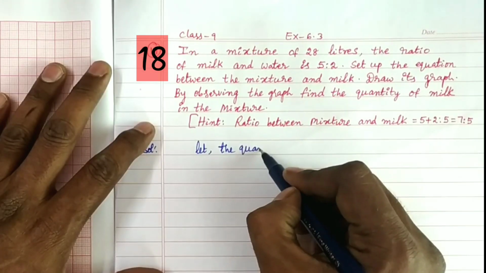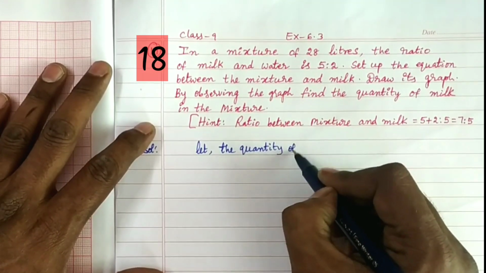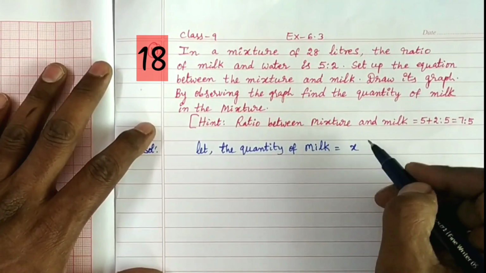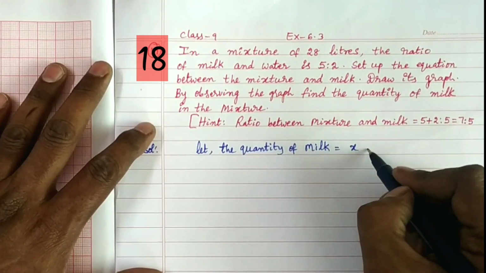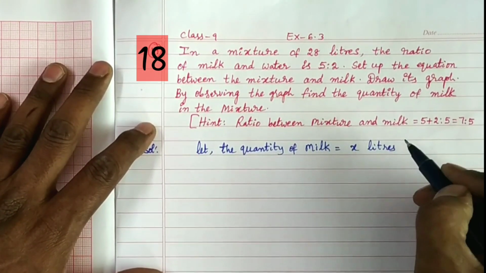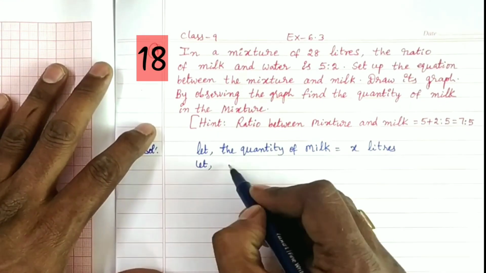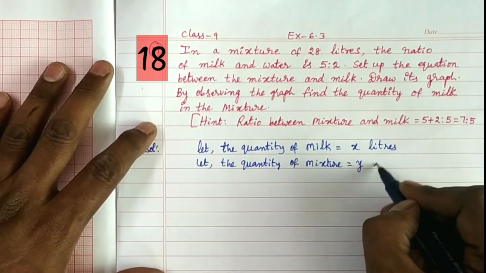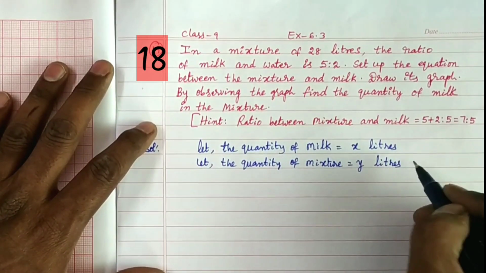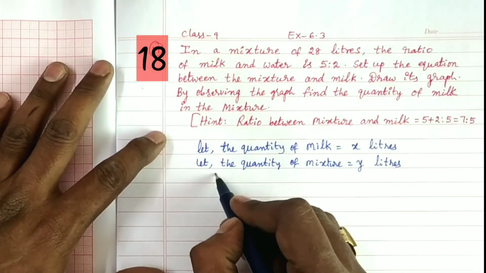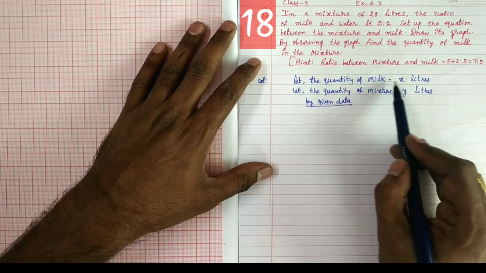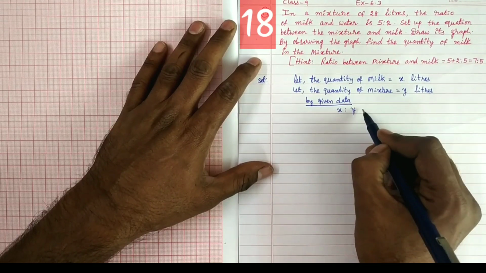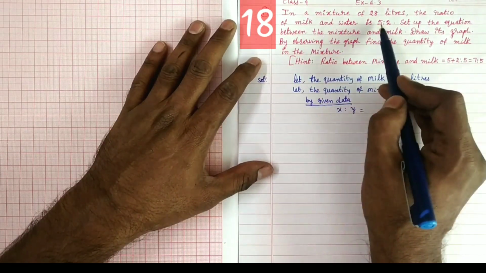So let the quantity of milk is equals to x liters. Let the quantity of mixture is equals to y liters. So by given data, the ratio of milk and mixture, milk is x and mixture is y. The milk and water is 5:2.